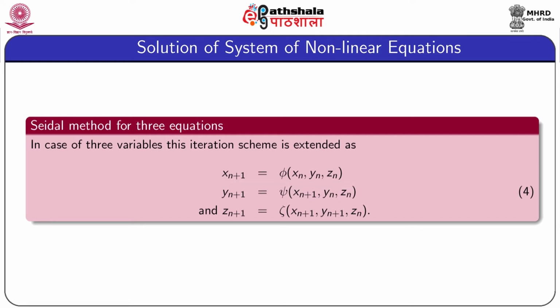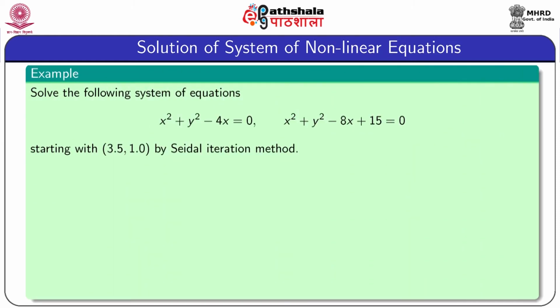The iteration scheme for y is y_{n+1} equal to psi of x_{n+1}, y_n, z_n, and for the last variable z, the iteration scheme is z_{n+1} equal to g of x_{n+1}, y_{n+1}, z_n. Here we consider the same example which is considered in the iteration method. The equations are the same as well as the starting point is the same, and we shall solve this system of equations by Seidel iteration method.